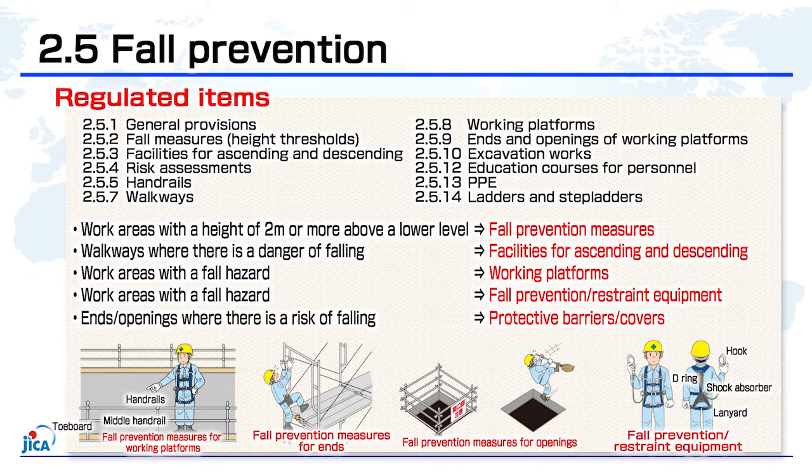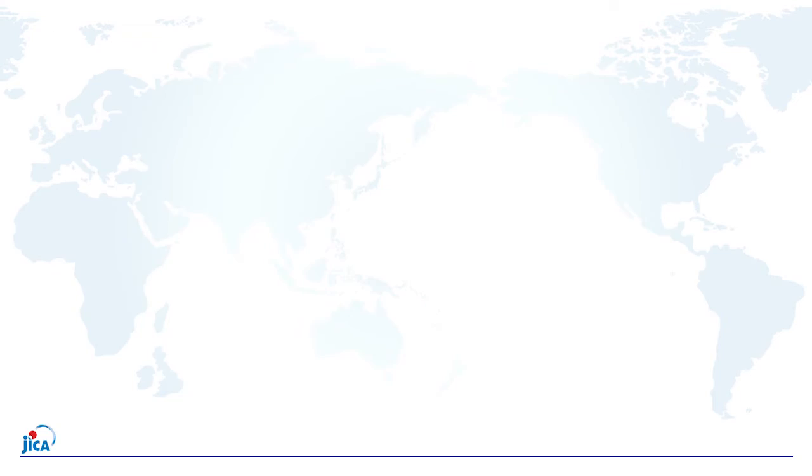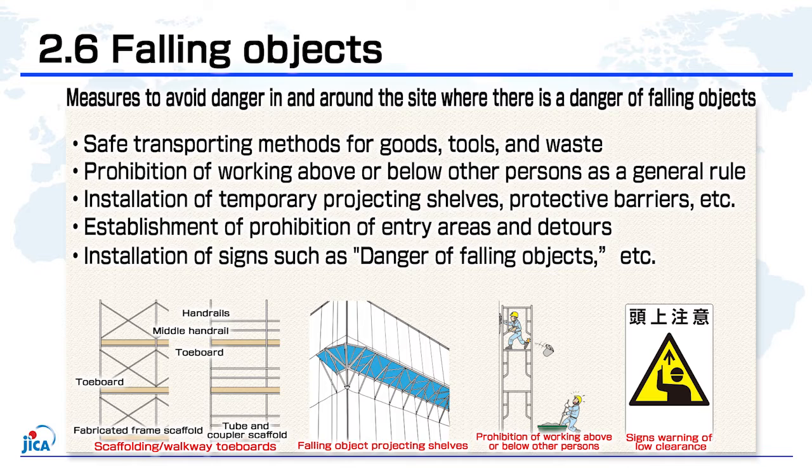In addition, this section covers instructions and education regarding the risk of falling to the contractor's personnel before starting work, and instructions to prohibit unauthorized removal of fall prevention equipment. Section 2.6 contains measures to be taken by the contractor to prevent injuries to people on site, in the vicinity, and in the surrounding area due to falling objects related to the works. This section sets out safe transporting methods for materials, general prohibitions on working above or below other persons, installation of temporary projecting shelves and protective barriers, prohibition of entry to certain areas, establishment of detours, and installation of signage such as danger of falling objects.